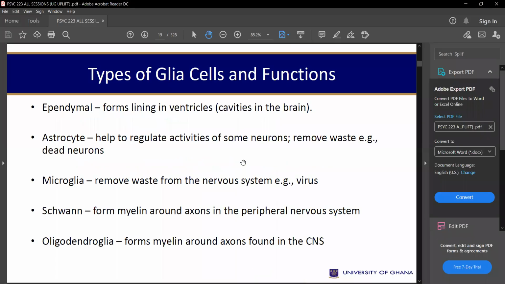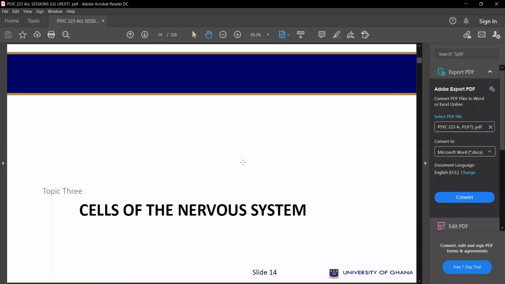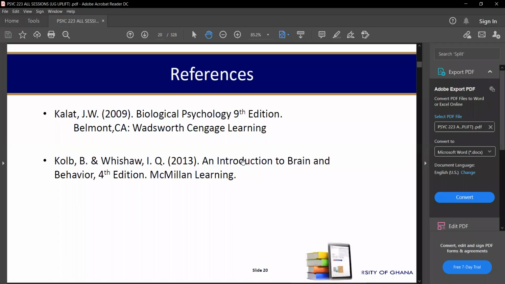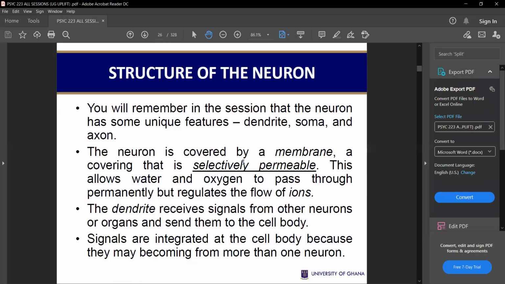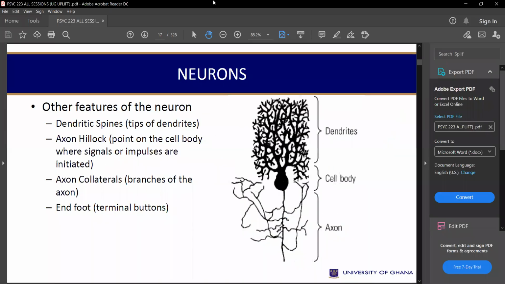That'll be the end of session 1. Currently, I'll move on to neurons. Remember I said we have two types, glia cells and neurons. So right now, I'm moving on to neurons. Let me show you a structure of a neuron. This is a structure of a neuron, but the drawing itself is something else. So let me go to my browser and show you a typical neuron so that you appreciate it well.